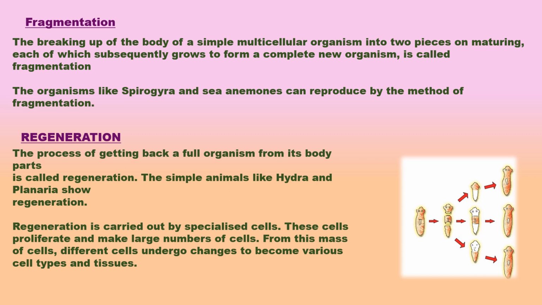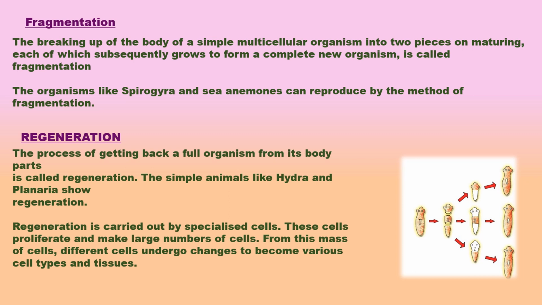Planaria is a flatworm which is found in freshwater ponds and slow-moving streams. Planaria possesses great power of regeneration. If the body of Planaria somehow gets cut into a number of pieces, then each body piece can regenerate into a complete Planaria by growing all the missing parts.